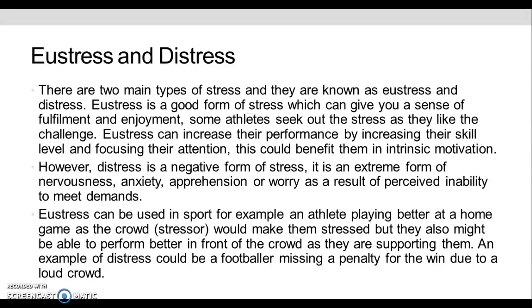However, distress is a negative form of stress. It's an extreme form of nervousness, anxiety, apprehension, or worry as a result of perceived inability to meet demands. Eustress can be used in sports, for example, an athlete playing better at home games as a crowd, which is the stressor, would make them stressed, but they might also be able to perform better in front of the crowd as they're supporting them. An example of distress could be a footballer missing a penalty for the win due to the loud crowd at an away game, because they're rooting against them.